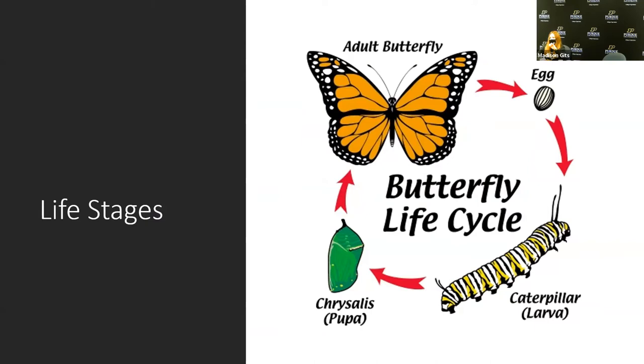But first we start with an egg, and then we start with the caterpillar, which is a larva, and then the chrysalis, which is also known as the pupa, or you guys also may call it a cocoon. And then it becomes the adult butterfly or adult insect. So I am going to show you up close some of these live insects.